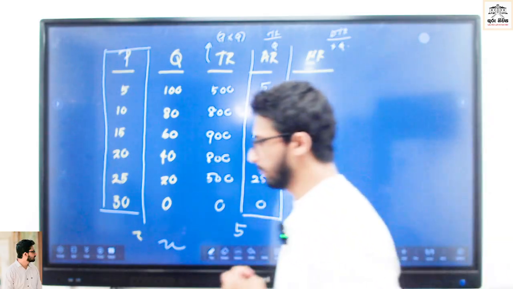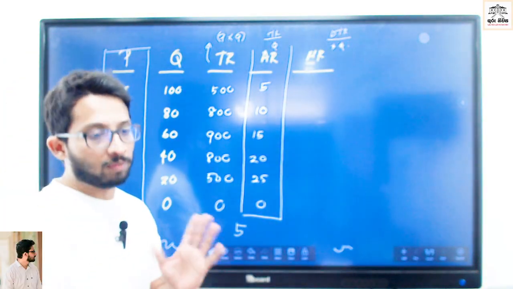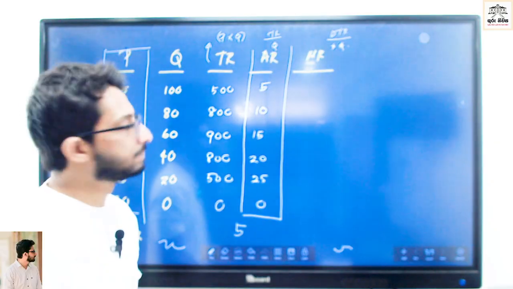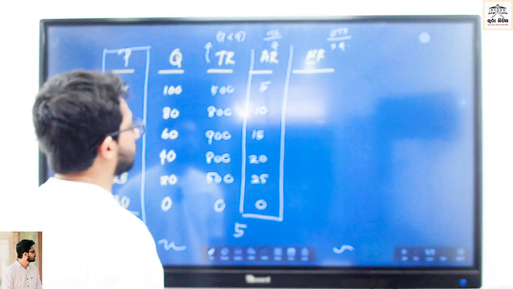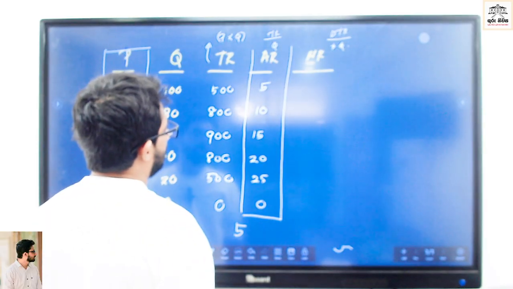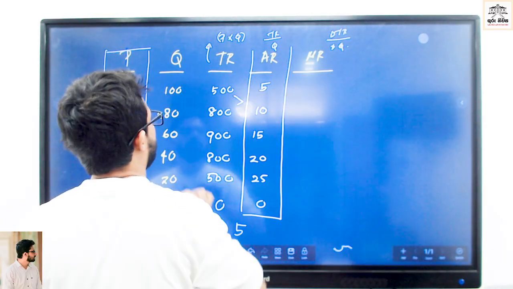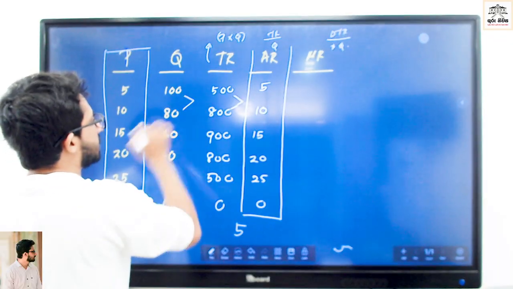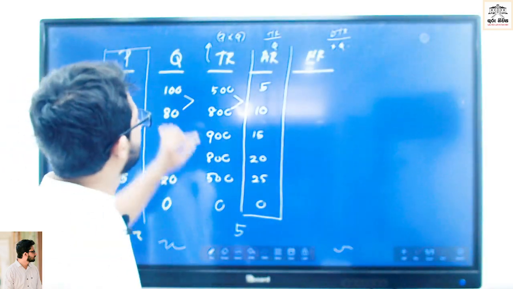Remember, in every market structure, price and AR are equal. The price of the product and AR are equal, right? Then marginal revenue is calculated as change in total revenue divided by change in quantity. Here, be careful, right?